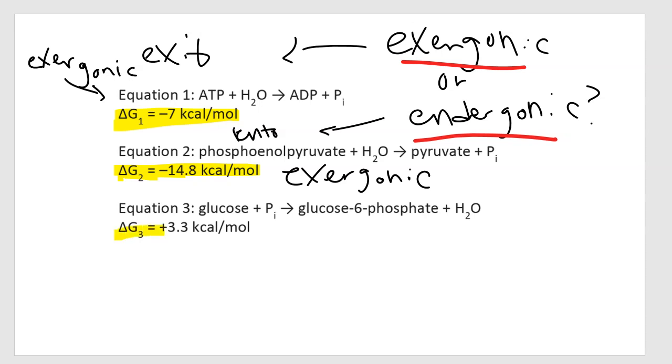And then lastly, if we look at the delta G for equation 3, we see that it's positive 3, which means that energy is being added to the system. Therefore, it is endergonic, because energy is entering the system.